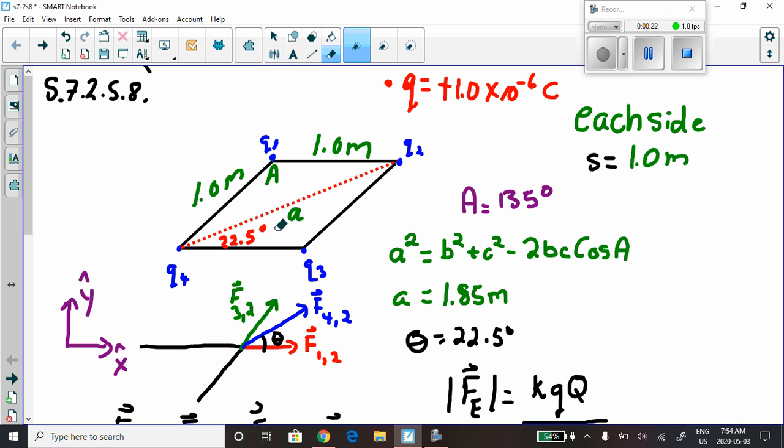And each side is the same, 1 meter, 1 meter, 1 meter, 1 meter. So we're going to say each side, or S, is 1 meter. Then we're going to realize that at each corner there's a charge, Q1, Q2, Q3, Q4. There's a charge on each little corner, and that's 1.0 times 10 to the negative 6 coulombs each one.